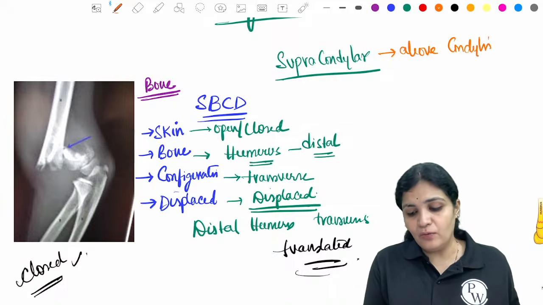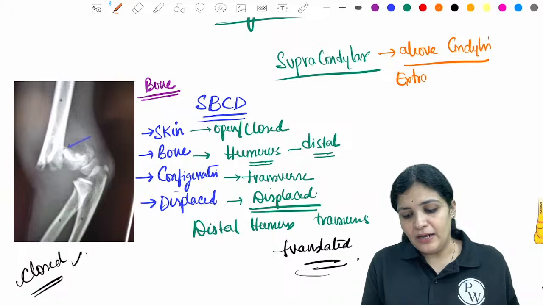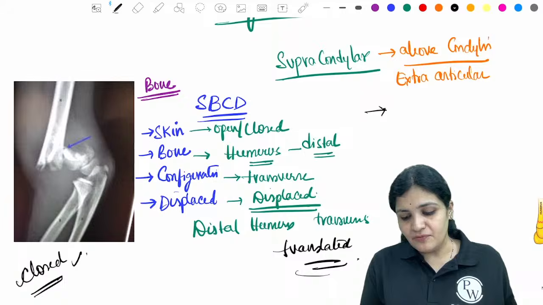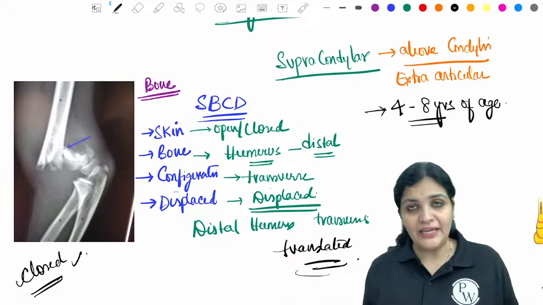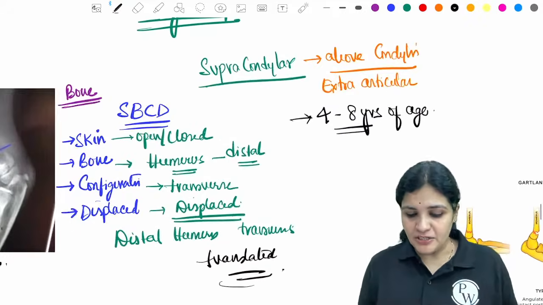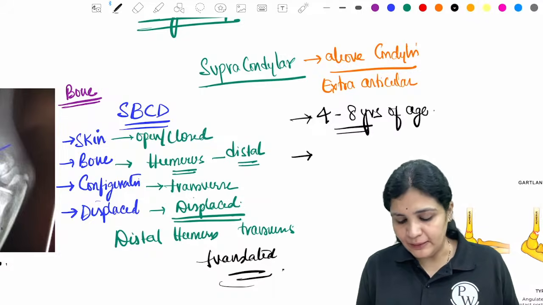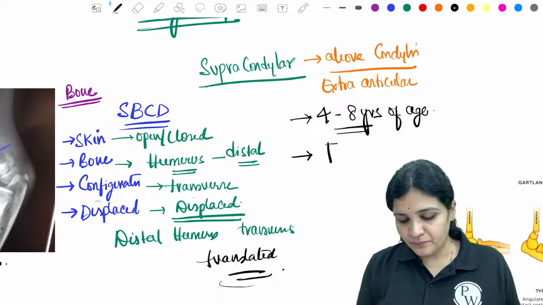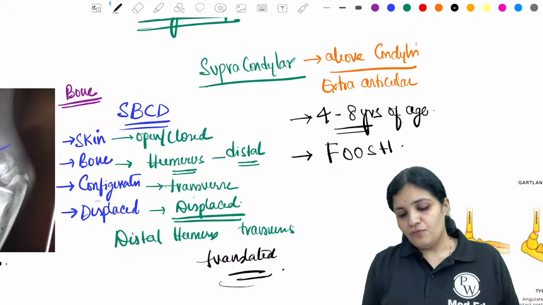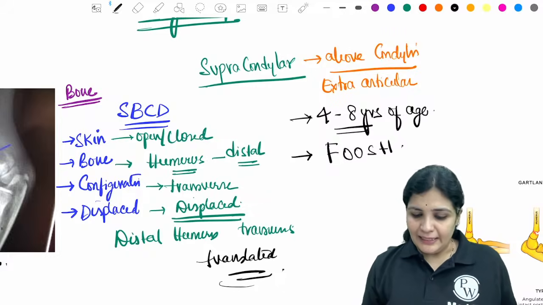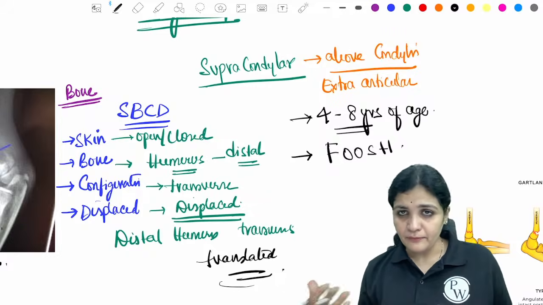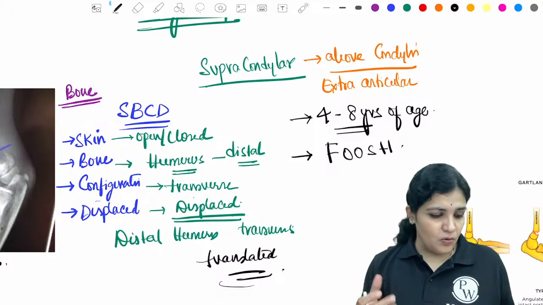And it is not involving the condyles, hence it is called an extra articular fracture. And be very, very specific, it is mostly seen in the age group of 4 to 8 years. Now how does the patient fall? The patient will fall on an outstretched hand, also called FOOSH, a fall on an outstretched hand. And then they will have these fractures, that is the supracondylar fractures.